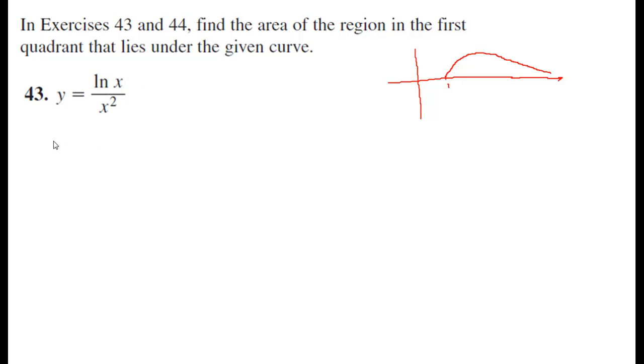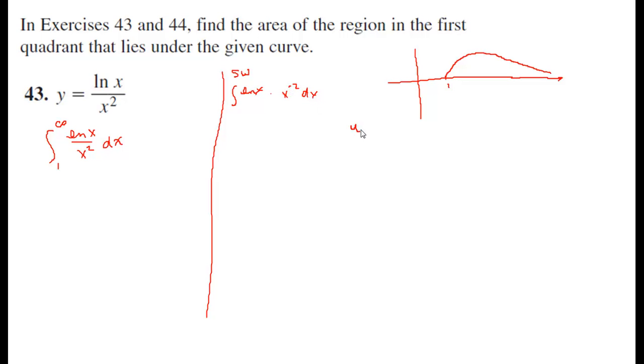So the area under the curve in the first quadrant that we're looking for is really the integral from 1 to infinity of natural log of x over x squared dx. Now, I believe the best way to evaluate this integral, I'll do this as side work, natural log x times x to the negative 2 dx.